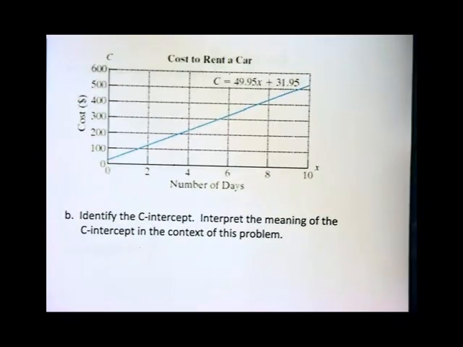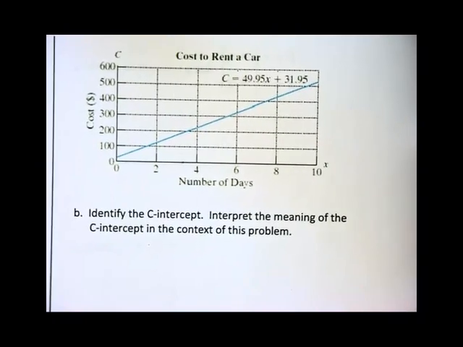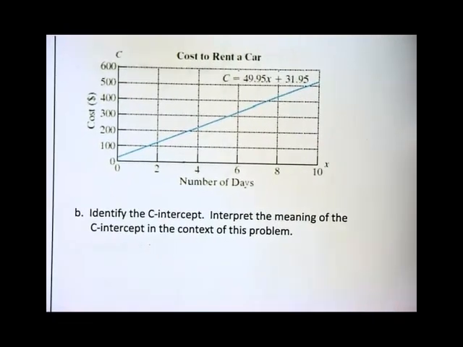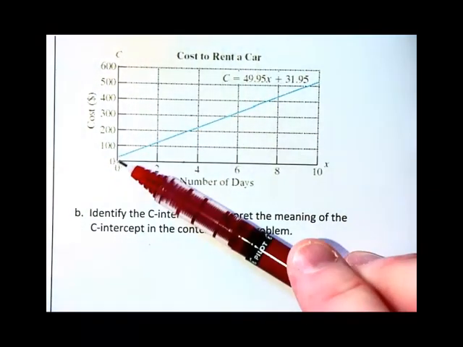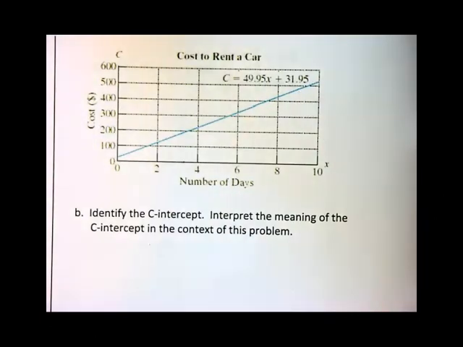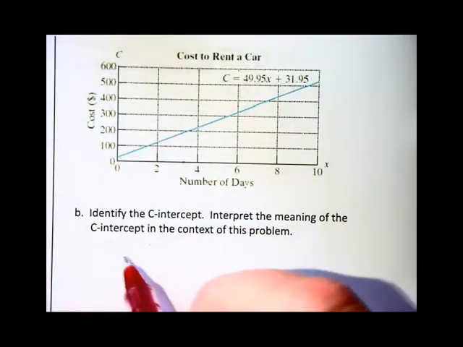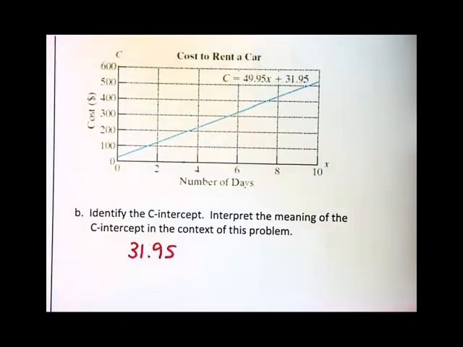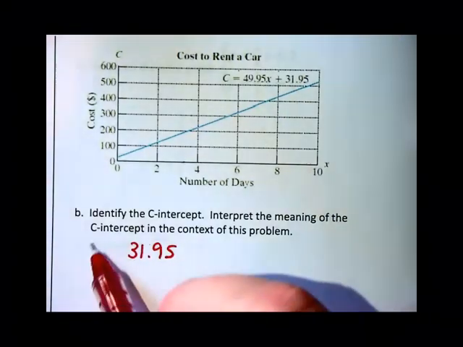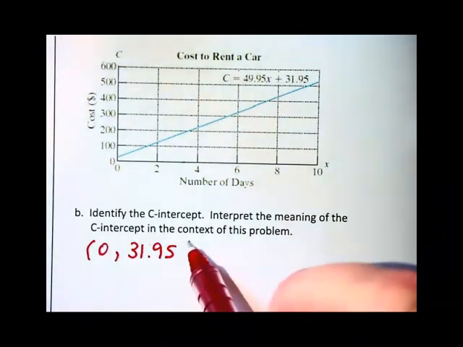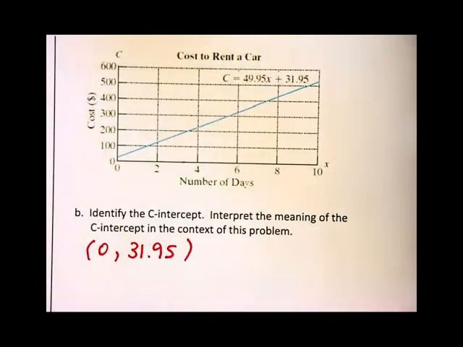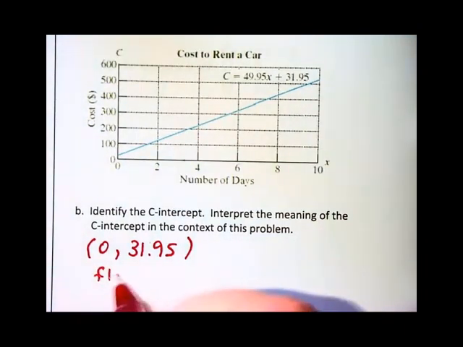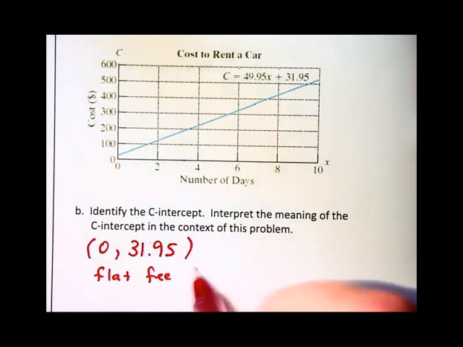Next problem here is actually kind of the same problem, a graph of what we have here. Identify the c-intercept. That is where this graph crosses the y or the c-axis, and they gave us the equation already. So we're going to say the c-intercept is 31.95, and what does that refer to? Maybe I should say 0, 31.95 to be a little more precise. What does this mean? Basically, that is the flat fee for the insurance.